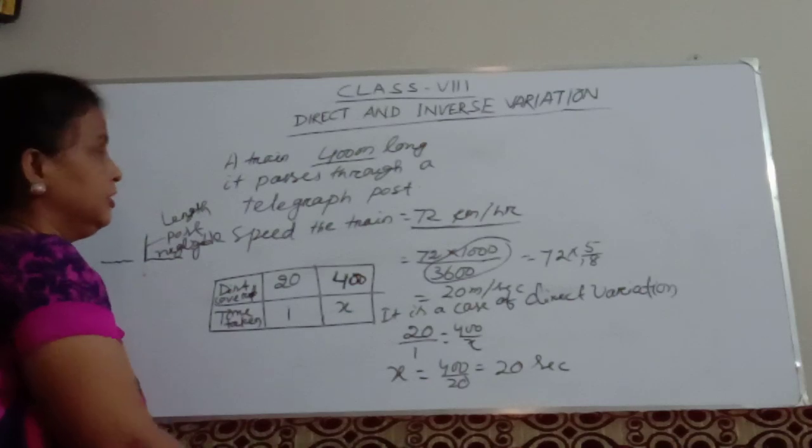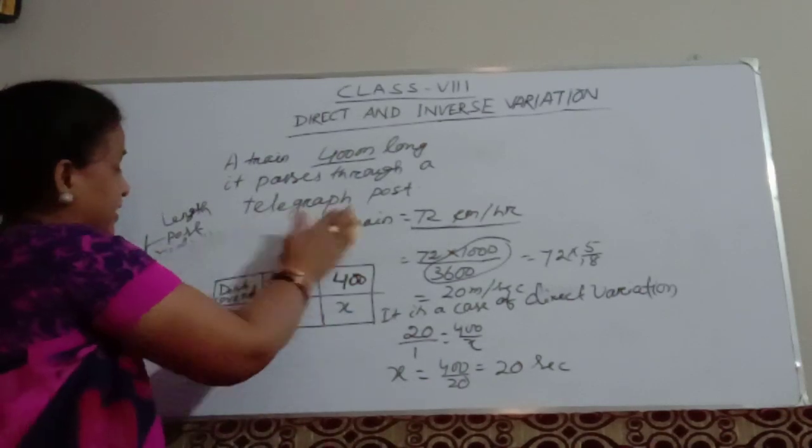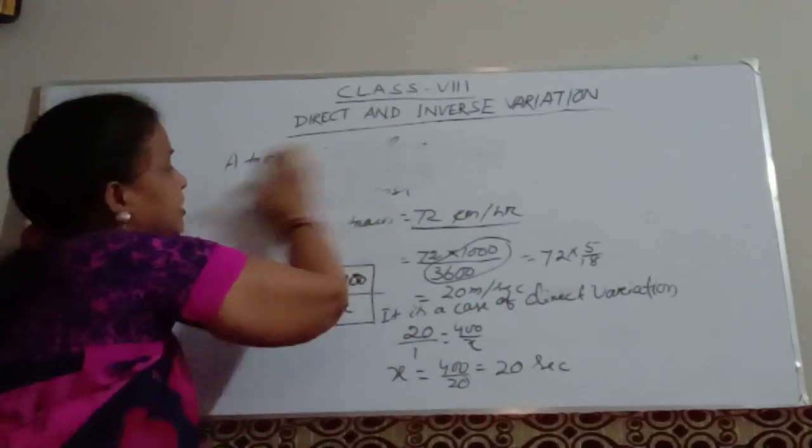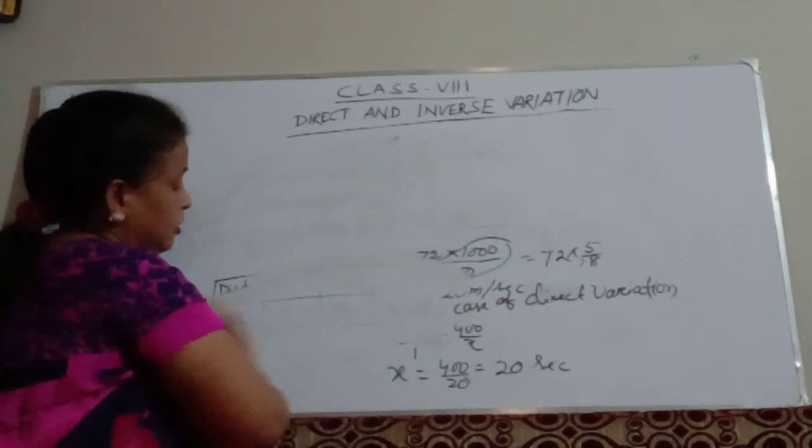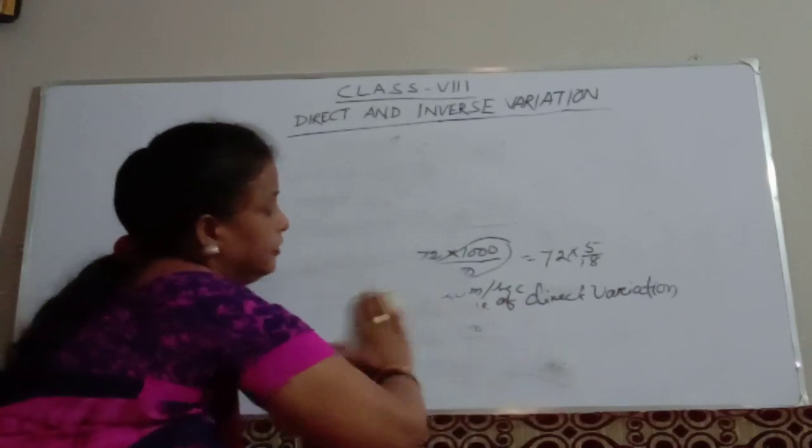Understand everybody? Now I will take another example: suppose a train passes through a tunnel. In that case, how will you calculate?